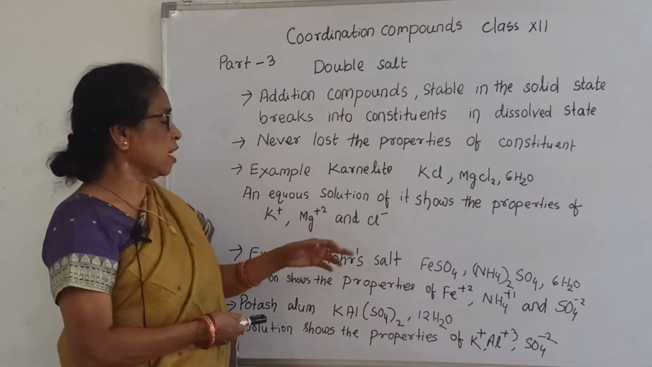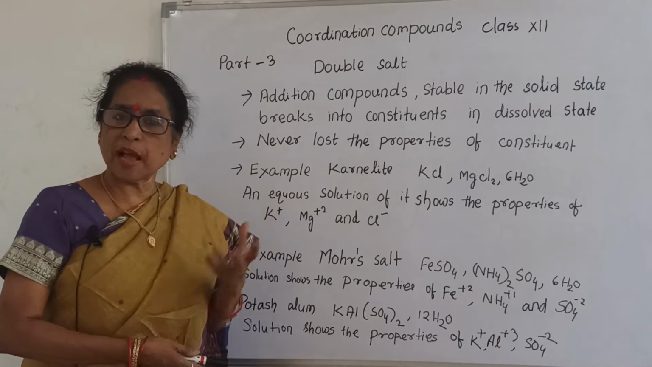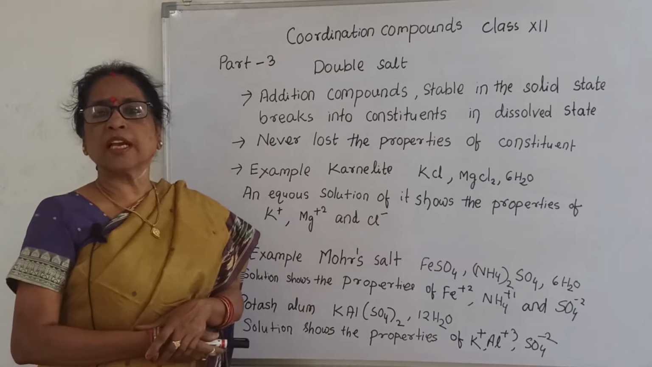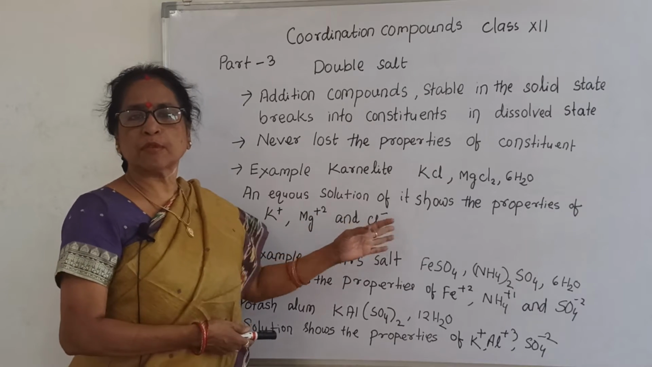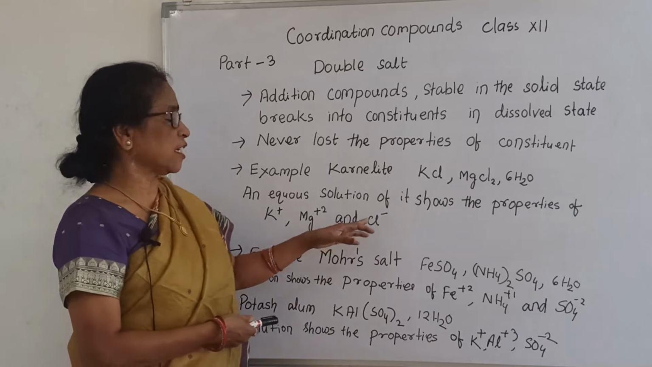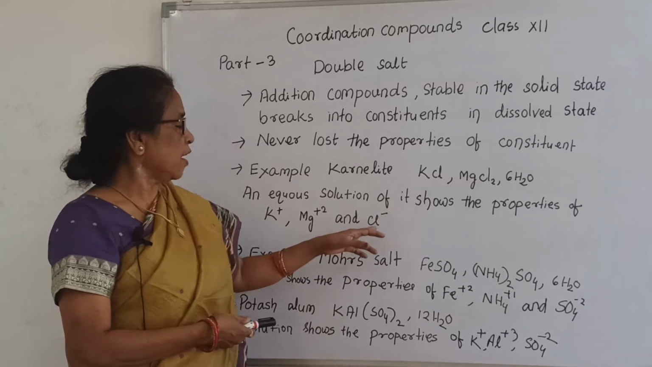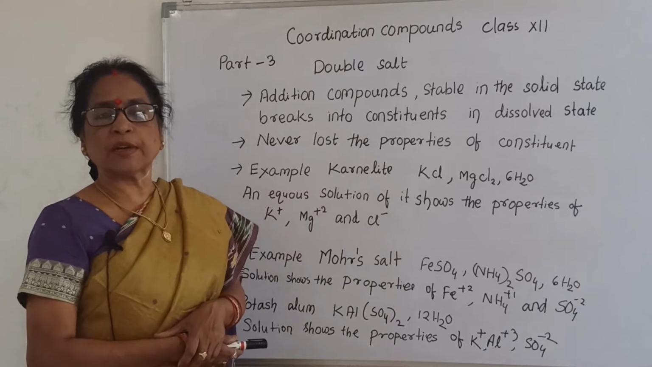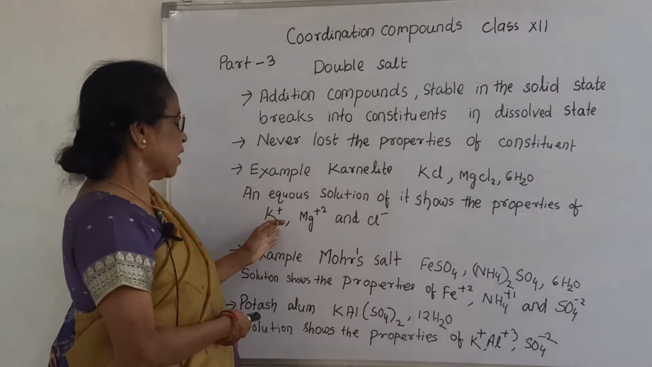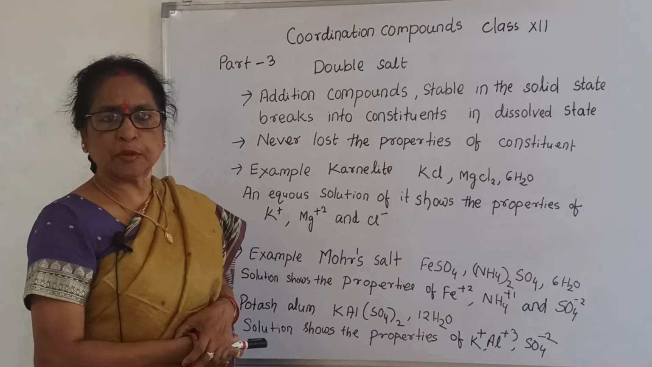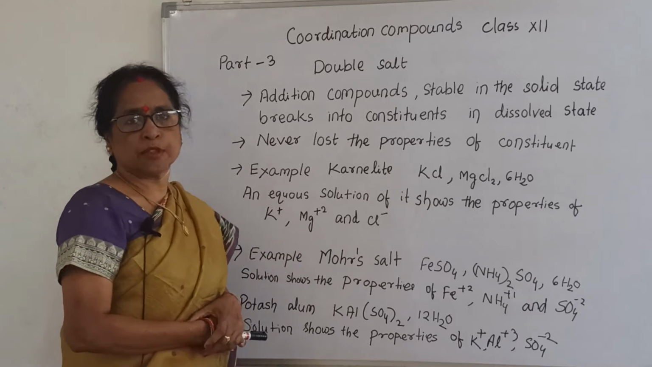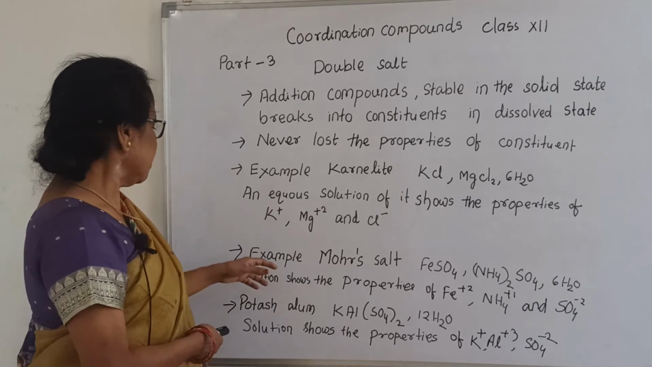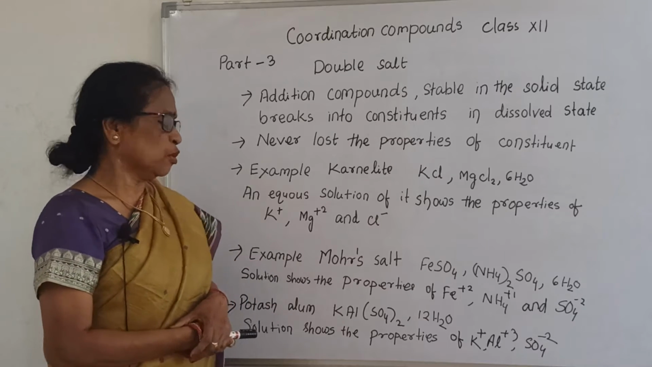Similarly chloride, that is one type of acid radical. In acid radical also it shows the experiment, observation, inference. It shows the test of chloride. That means when you add silver nitrate to chloride, it gives a cloudy white precipitate. Similarly, when you do the potassium and magnesium tests, you will observe that K plus and Mg plus 2 ions are present.